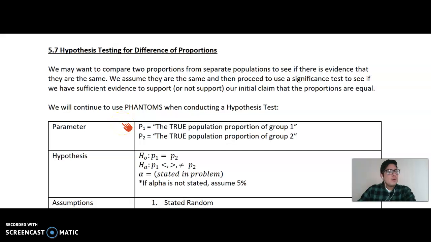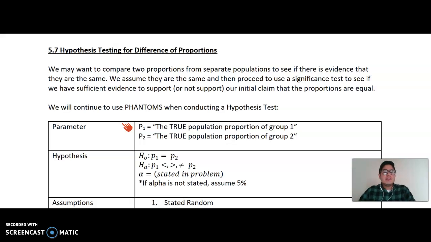Okay, so now we're at the culmination of this unit, which is hypothesis testing for the difference of population proportions. So suppose we may want to compare the two proportions from separate populations to see if there's evidence that they are indeed the same. We assume that they are the same and then proceed to use a significance test to see if we have sufficient evidence to support or not support the initial claim that the proportions are equal.